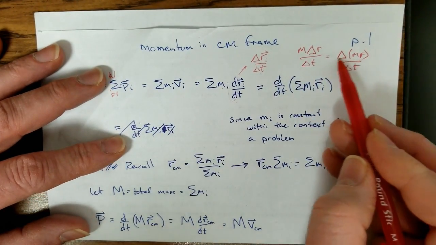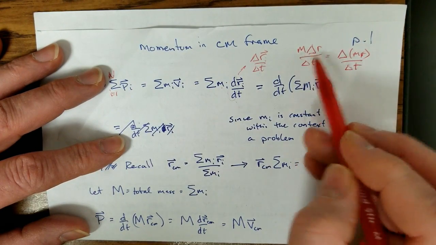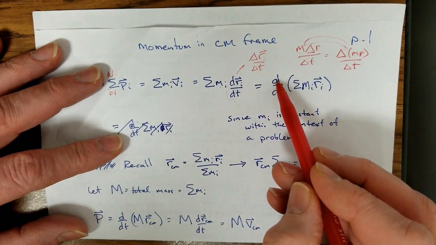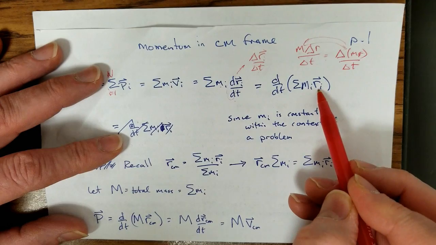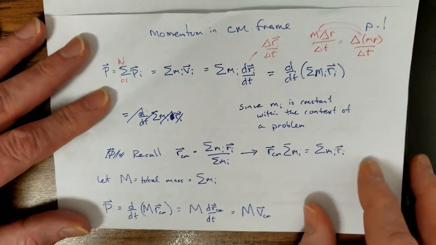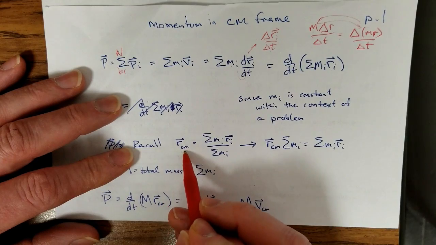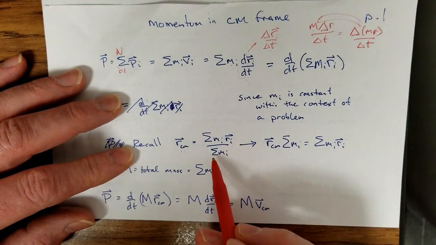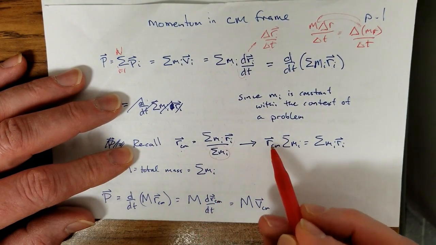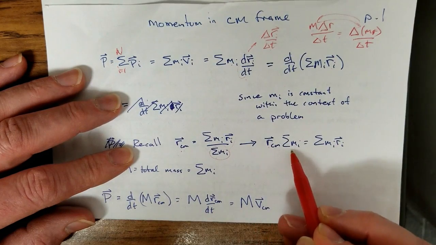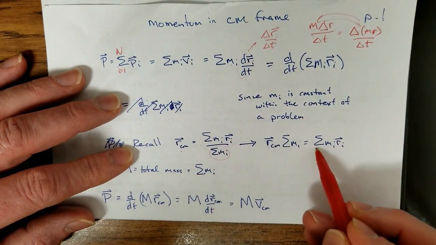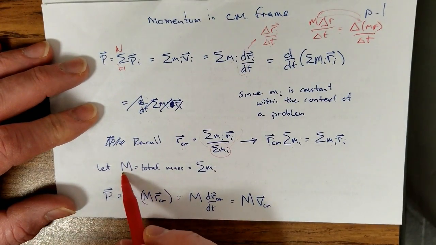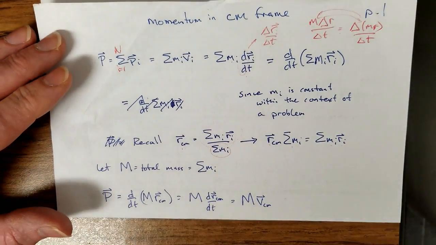Because m is not changing, it doesn't matter if I put it in or put it out. So going this way, I'm distributing, and going that way, I'm factoring. We end up with the change with respect to time of this sum of m r. Now, if you recall that the position of the center of mass is equal to this, that's in a different video. So if I multiply both sides by the total mass, I have the position of the center of mass times the total mass is equal to the sum, this numerator here, of each individual mass and its position. If I let capital M be the total mass, and that's a common substitution that is used in physics.